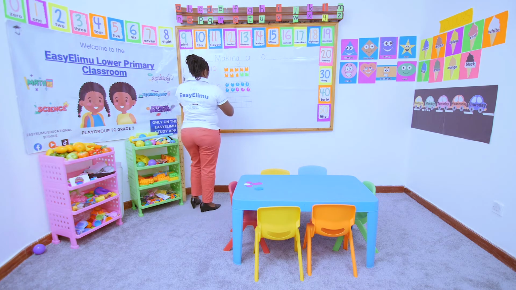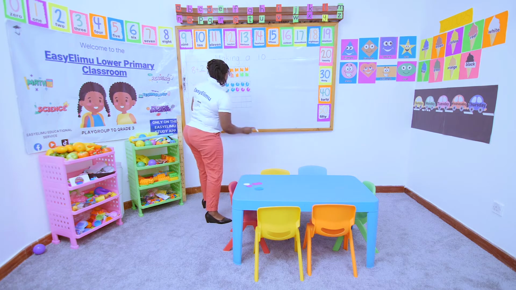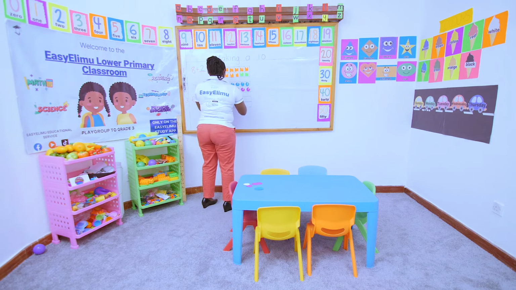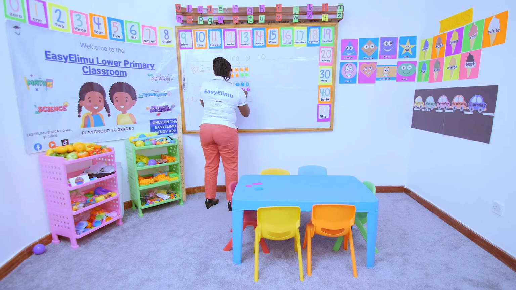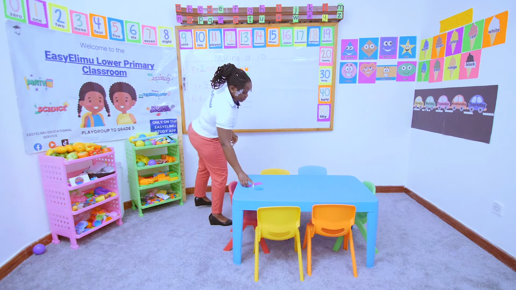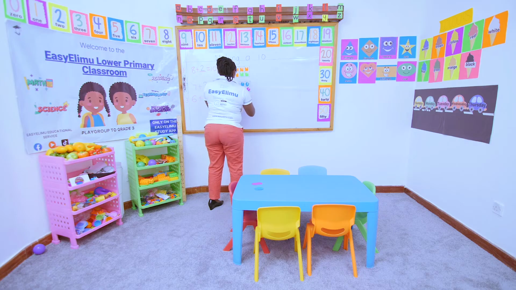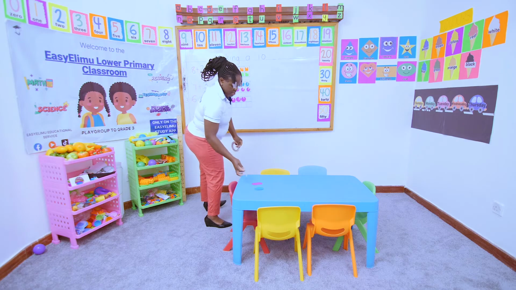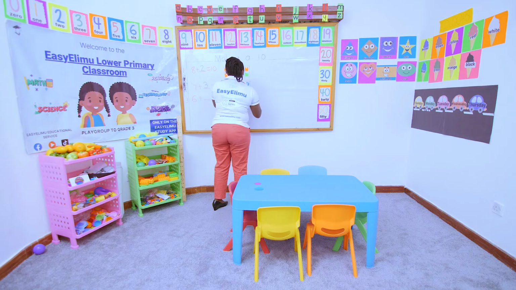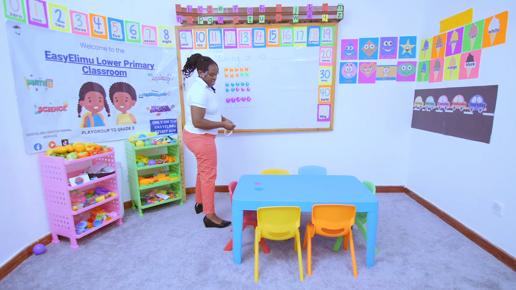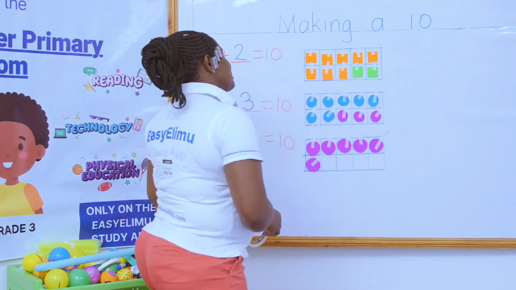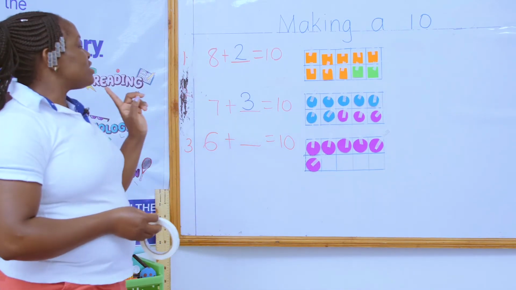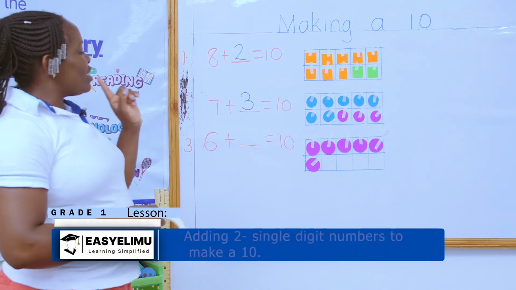Okay, so Janet has 1, 2, 3, 4, 5, 6. So how many counters does Janet have? 6. But Janet has realized that she needs 10 counters and she only has 6.